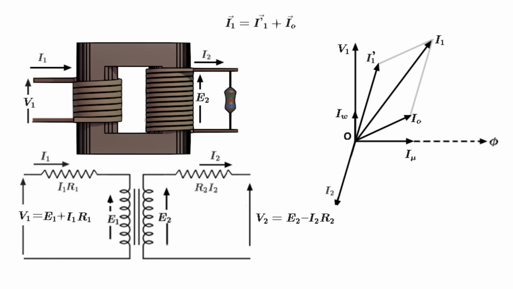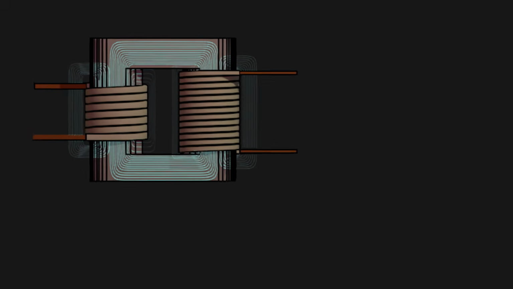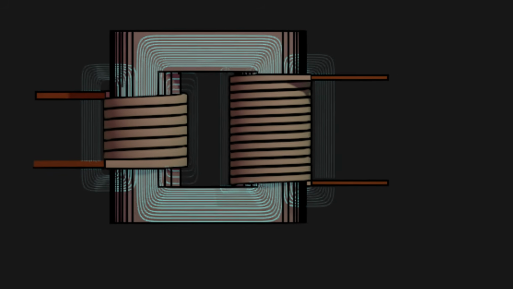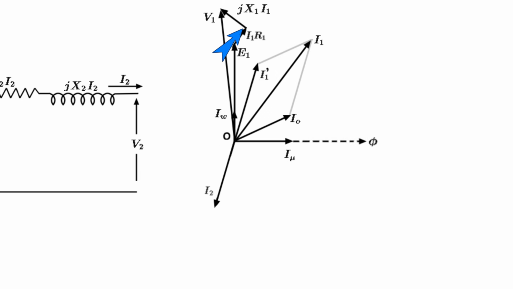Now consider another practical aspect. In an ideal transformer, all the flux links both coils. But practically, there will always be some leakage flux that does not link with the other winding. This leakage flux passes through air instead of the core. Because of this leakage flux, the transformer exhibits leakage reactance. Due to leakage reactance, there will be an additional reactive voltage drop. This reactive drop is represented as Jx1 times I1 in the primary, where x1 is the leakage reactance of the primary. This drop lags the resistive drop by 90 degrees.